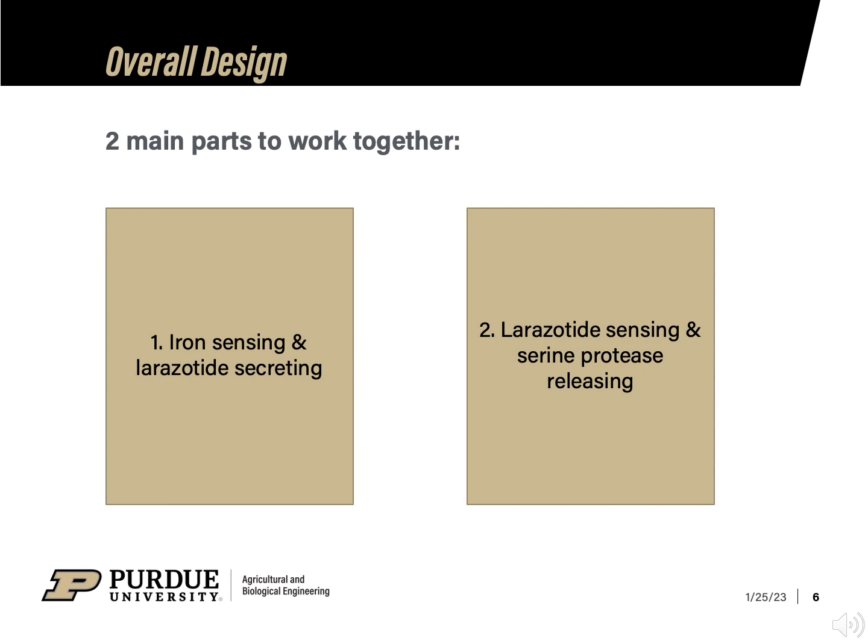peripheral method. It breaks up into two main parts: the first is iron sensing and lorazepatide secreting, and then lorazepatide acts to activate the second set of circuits, which is lorazepatide sensing and serine protease releasing. Lorazepatide was chosen because it also has effects of lessening the symptoms of celiac disease. Additionally, there is a promoter that interacts directly with lorazepatide to be used in the second part of our project.